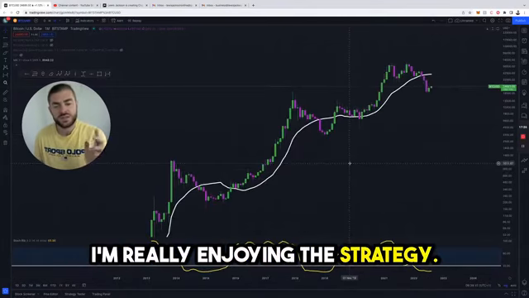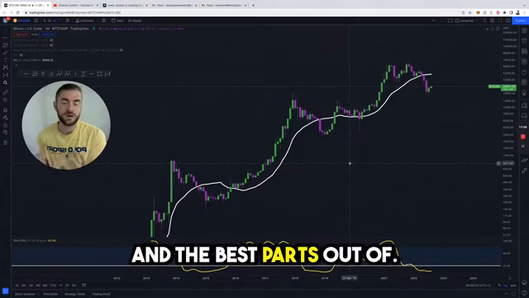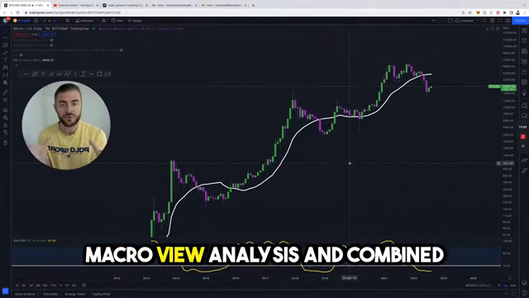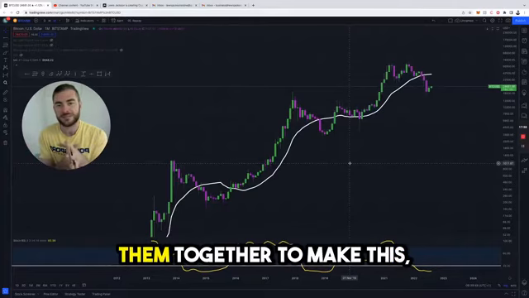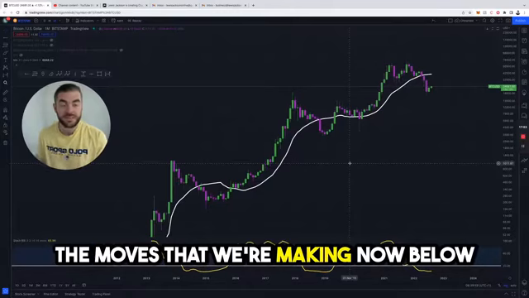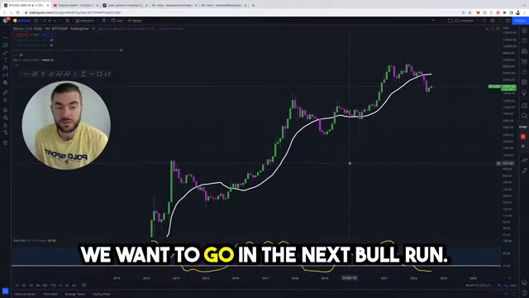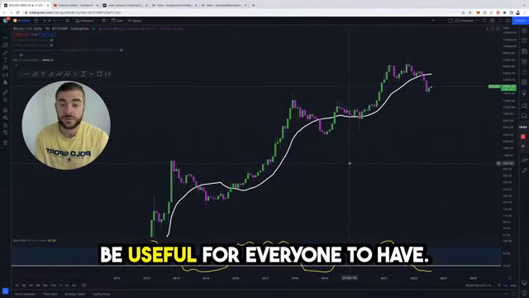I'm really enjoying this strategy because it takes the best parts out of dollar cost averaging and the best parts out of macro view analysis and combines them together to make this. I think it's extremely useful. The moves that we're making now below this line are ultimately going to be the things that get us to where we want to go in the next bull run. Anyway, I thought that'd be useful for everyone to have.